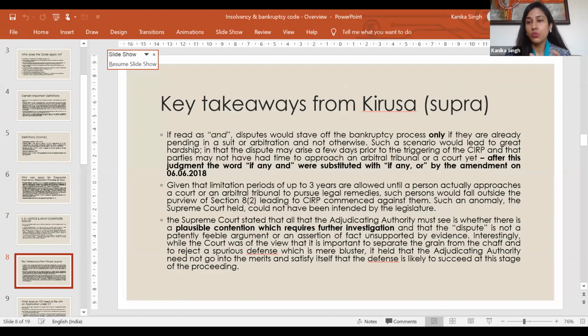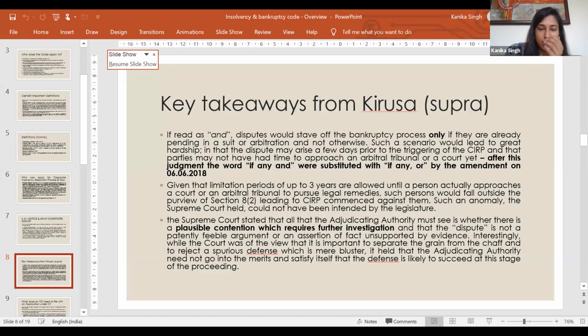When Kirusa came, the words used in section 8 were in fact "existence of a dispute, if any". So the court was dealing with the question whether a dispute means that there should already be a suit or arbitration, or whether a general dispute which you've raised in a letter would also be enough. The Supreme Court said yes, a general dispute would also be enough. It does not mean that you already have to have filed a suit or arbitration. And after the judgment of the Honorable Supreme Court, the IBC was amended on 6 June 2018 to change the language of section 8 and replace the words "existence of a dispute, if any" with the words "existence of a dispute and/or the record of the pendency of a suit or arbitration proceeding".